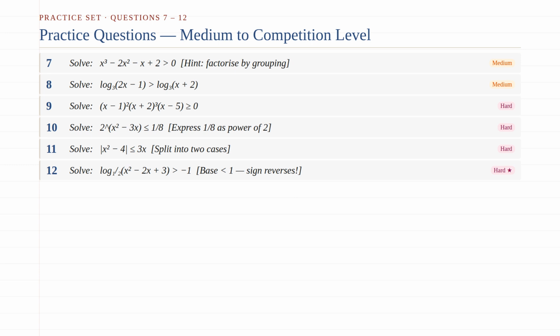Questions 7 through 12 are medium to competition level. Question 7 needs factorization by grouping. Question 8 is logarithmic. Question 9 has even and odd power factors. Apply the wavy curve carefully. Question 10 uses an exponential with a fraction base. Question 11 combines absolute value and quadratic. Question 12 is the most challenging: a logarithm with base less than 1, where the inequality reverses.